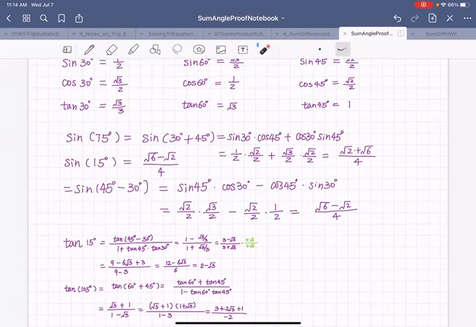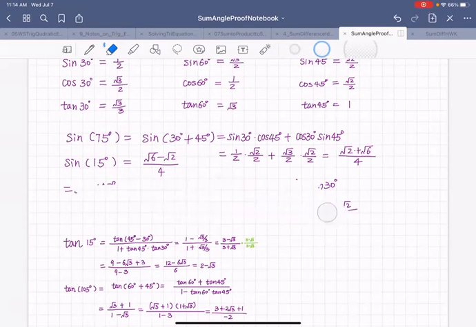Okay, that's the purpose we learn the formula. We want to solve angles like this. And Cindy, let's try 15. Let's see how much is sine 15. Go ahead, please.